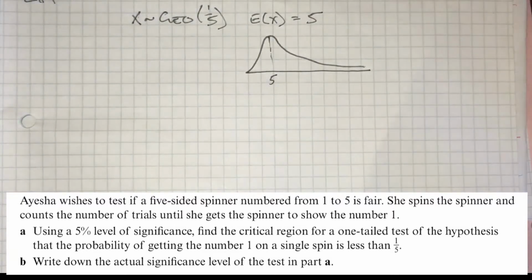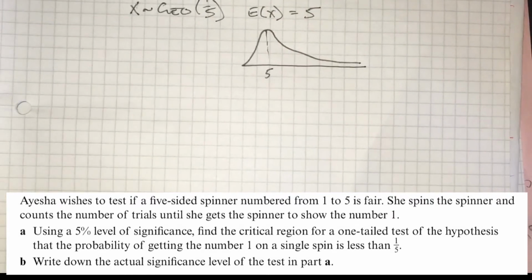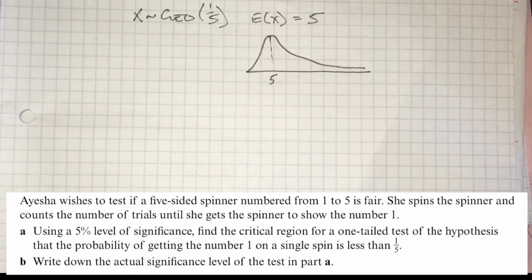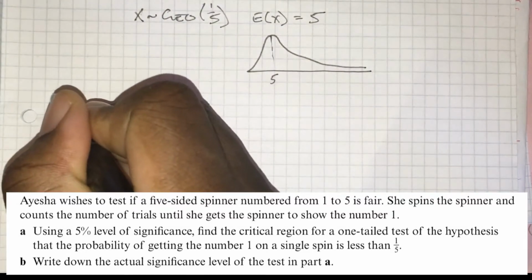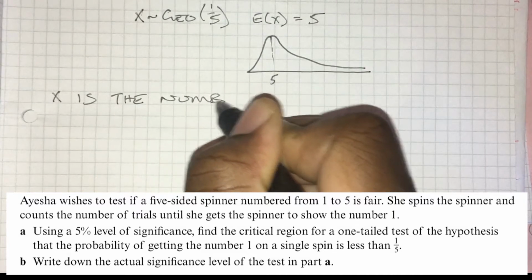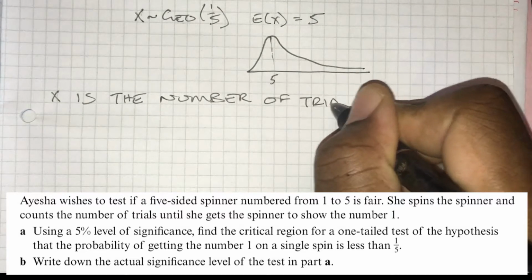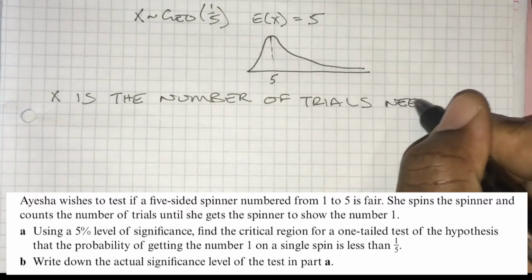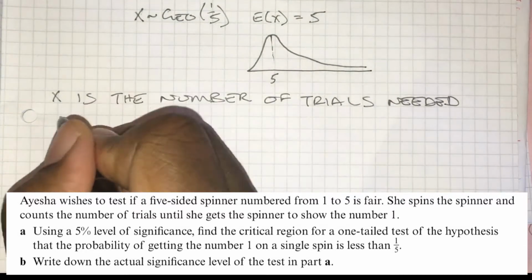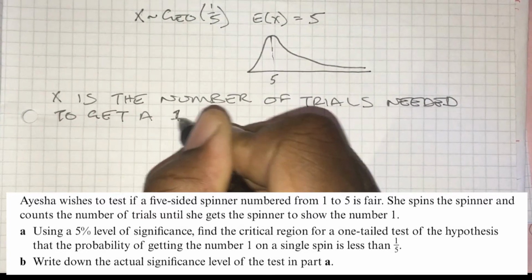Okay, quick diagram. What are we testing for? Let's get those hypotheses in. So we're using a 5% significance level to find the critical region that the probability of getting the number 1 is less than 1/5. Actually, let me describe what the X random variable is. It's the number of trials needed to get the first instance of the number 1. Alright? So, let's see why this is useful when comparing to the hypotheses.